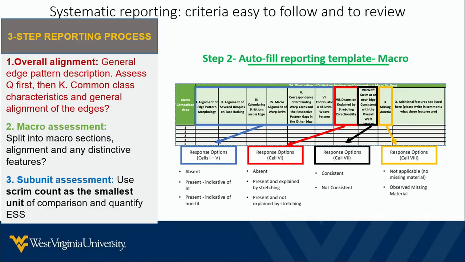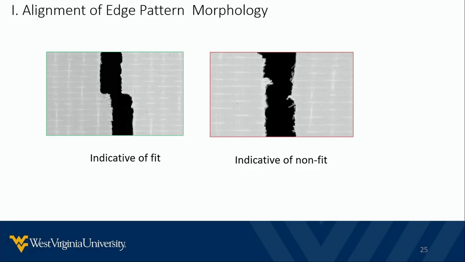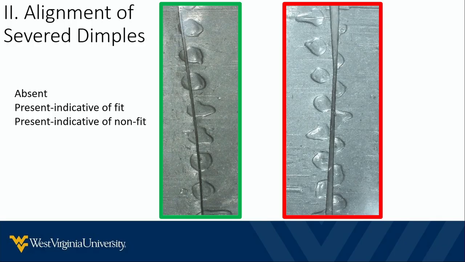These 3 steps are recorded and documented in a very simple Excel template that has auto-populated cells, so the examiner can easily document all the thought process. The second and the third steps that I mentioned contain the documentation of 9 features. As an example, the first feature is the alignment of the edge pattern morphology. In this case, as you can see here, we can evaluate that at the macro and microscopic level and determine whether or not that alignment is indicative of a fit or a non-fit.